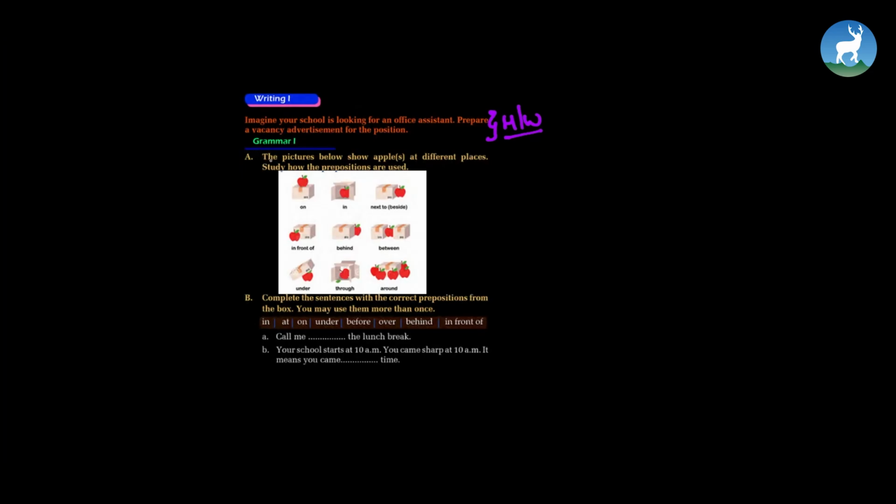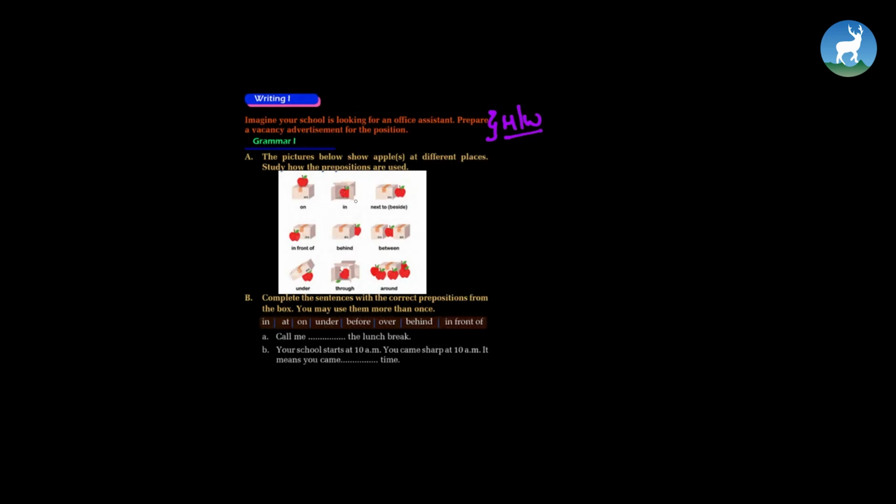Now, grammar. The pictures below show apples at different places. Study how the positions are used. So here in the first picture, the apple is on the box. It's exactly on the box. It's neither inside nor beside or not even behind, nowhere. It's just sitting on top of it. So we have to write the apple is on the box.